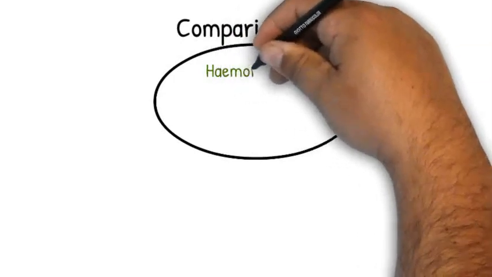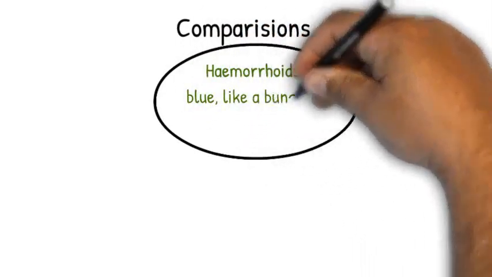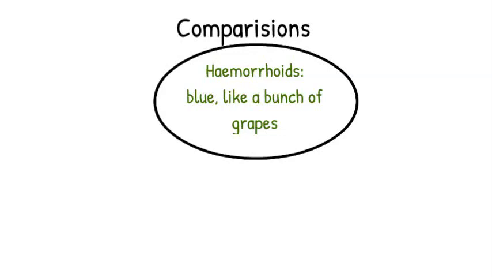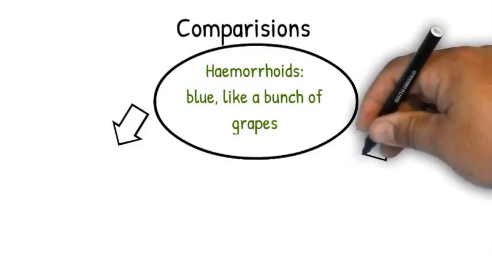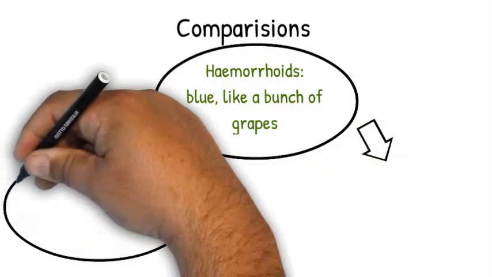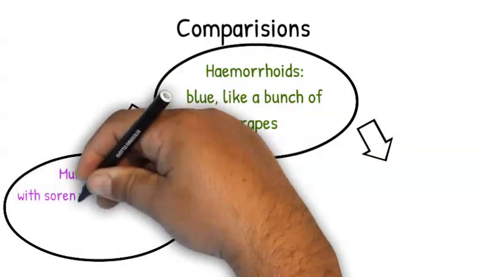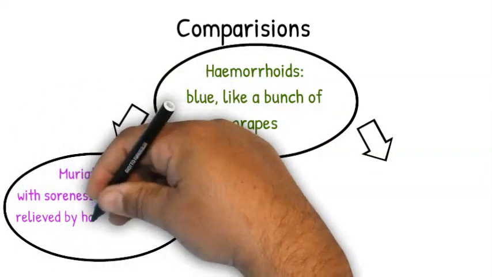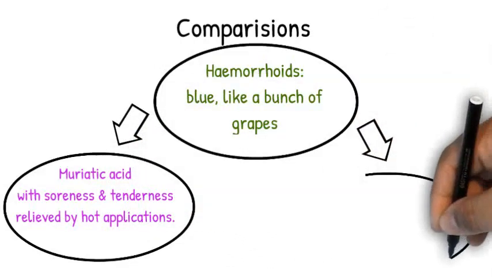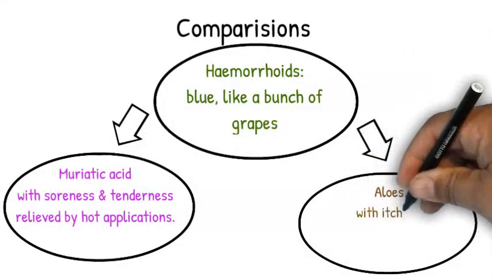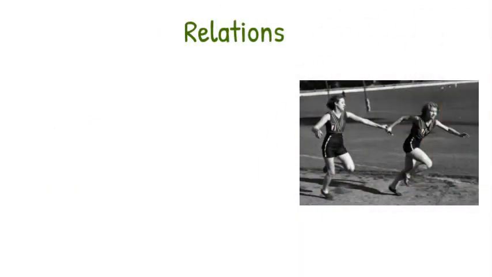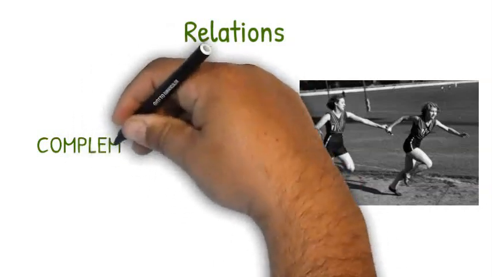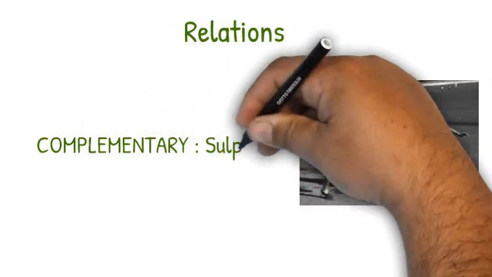Hemorrhoids look blue and like a bunch of grapes. As we have discussed, this is one of the important symptoms of Aloe socotrina. This can be compared with Muriatic acid. In Muriatic acid also we will get a similar type of symptom, blue like a bunch of grapes. So to differentiate, we have to consider that in Muriatic acid there will be soreness and tenderness, while in Aloes there will be itching, and in Muriatic acid it is relieved by hot application, whereas Aloes is relieved by cold water. In relations, the complementary medicine is Sulphur, that means it completes the cure if Aloes improves to a certain extent and then the progress becomes standstill.